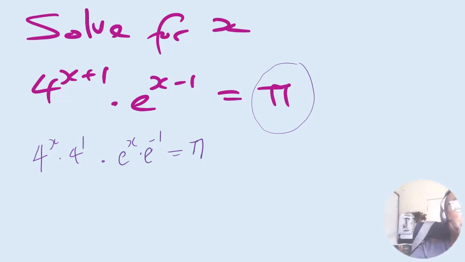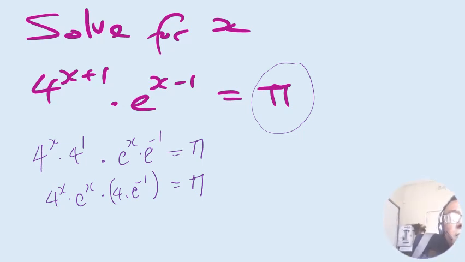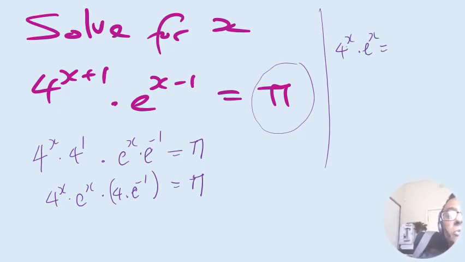What if I told you we can write this now as 4 to the power x times e to the power x times 4 times e to the minus 1. Now this one that is in brackets, that's just a constant, and that's equal to pi. So we can divide out, and we would have something like 4 to the x times e to the x equals pi all over that product, 4e to the minus 1. Both raised to the power x. Beautiful, isn't it?